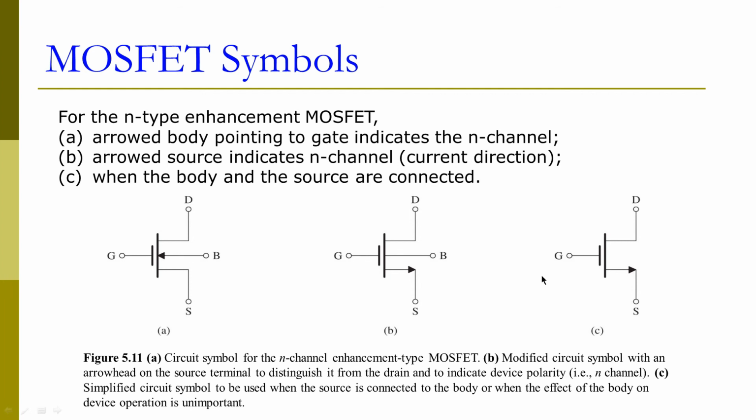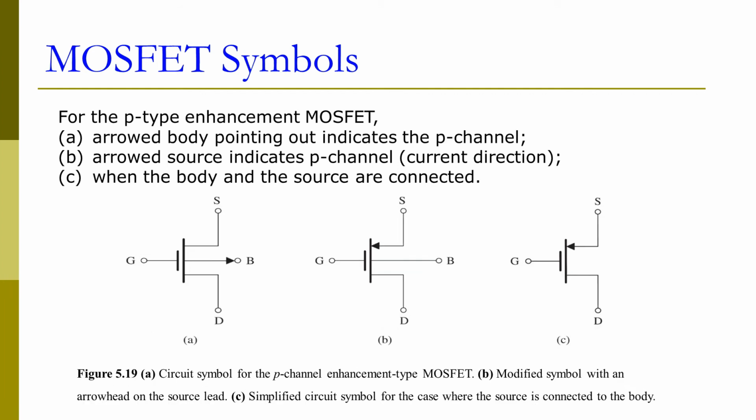Now this is the N-type enhancement MOSFET. For the P-type enhancement MOSFET, we have an arrow pointing to the body, because now the body is N-type. Or we can put an arrow pointing into the source. The first two are also 4-terminal symbols. The last one is a 3-terminal symbol which connects the body to the source.